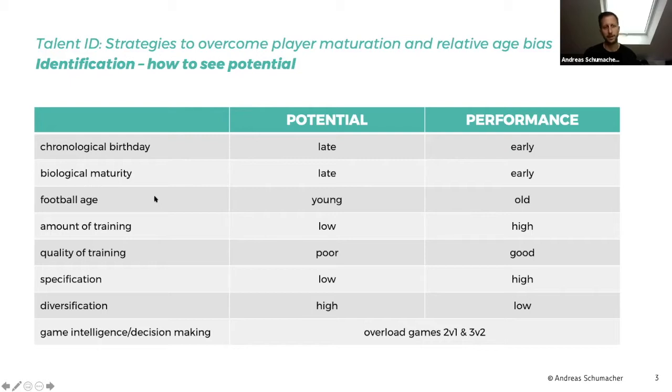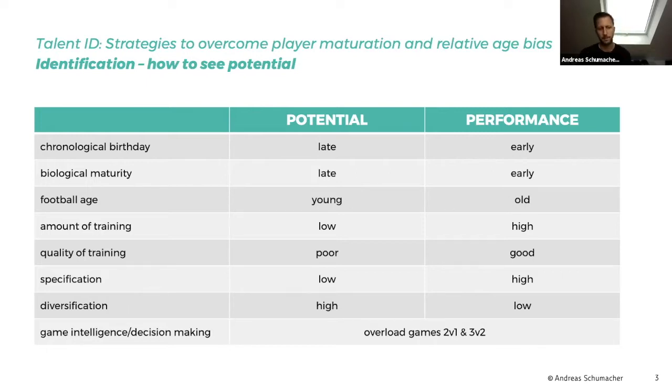Then we try to find out the football age. So there's a lot of potential if the football age is young. What I do mean is if that kid is 10 or 11 years old, but just playing 2 or 3 years in soccer, he has a young football age compared to the other one. They might have an old football age. They started at the age of 5, or his dad was a soccer coach early and he's been playing for 6 years. So that would be a marker for, yes, it's more performance, less potential, maybe.